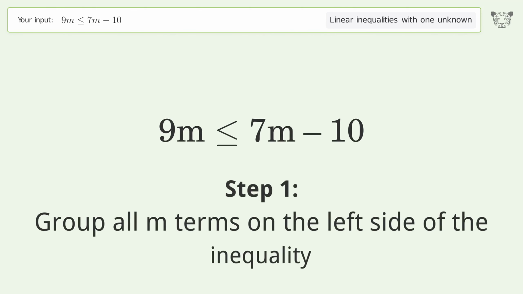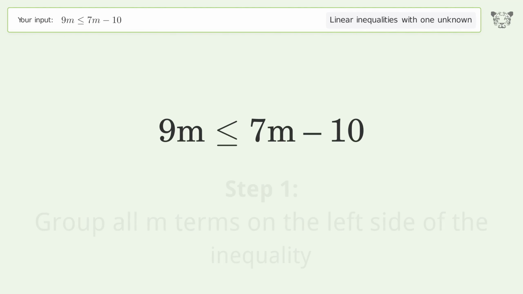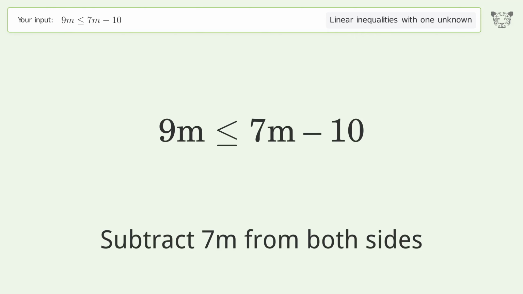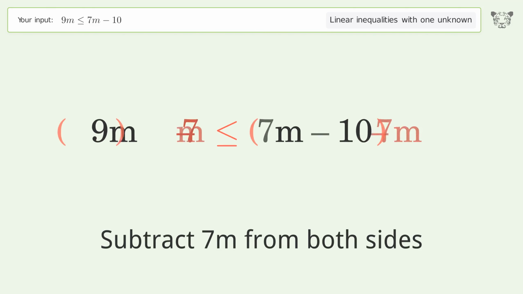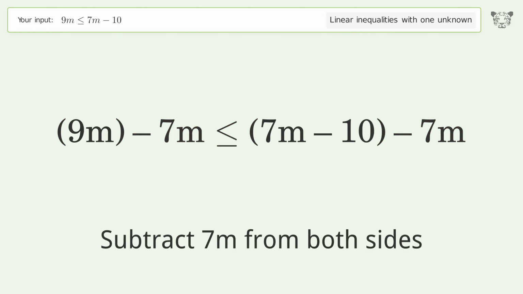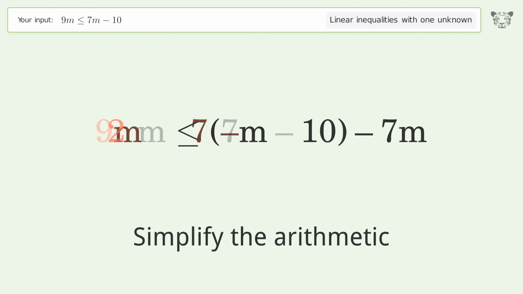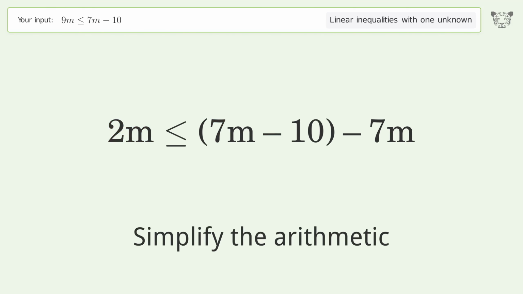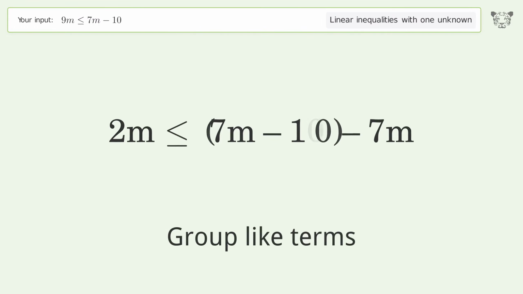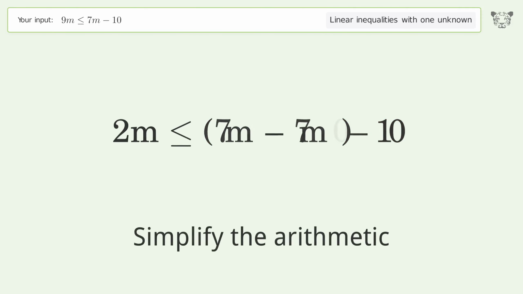Group all m terms on the left side of the inequality. Subtract 7m from both sides. Simplify the arithmetic. Group like terms. Simplify the arithmetic.